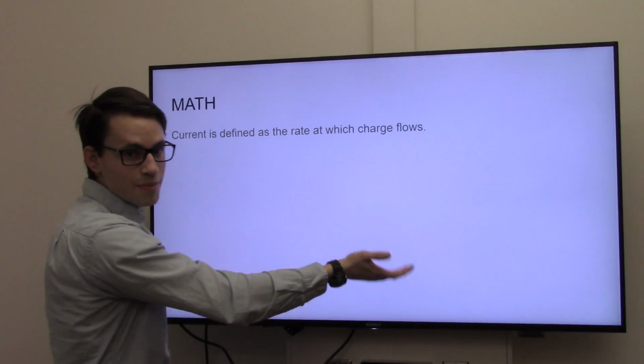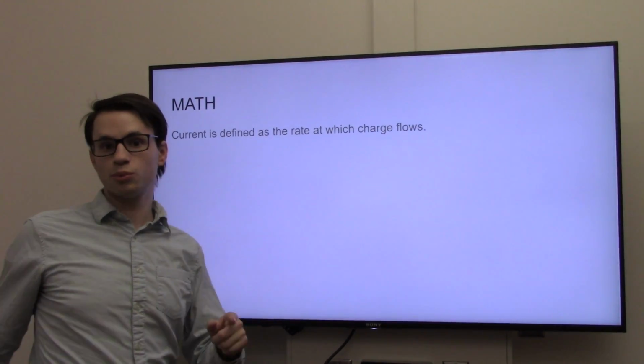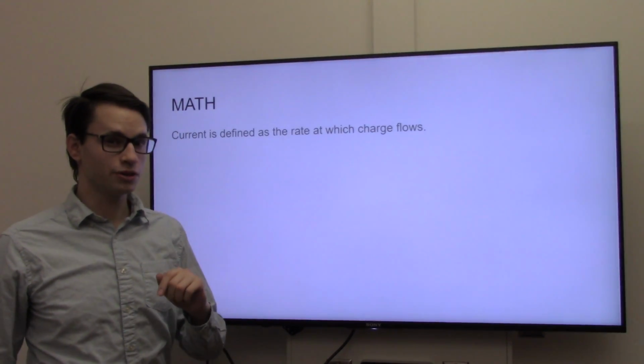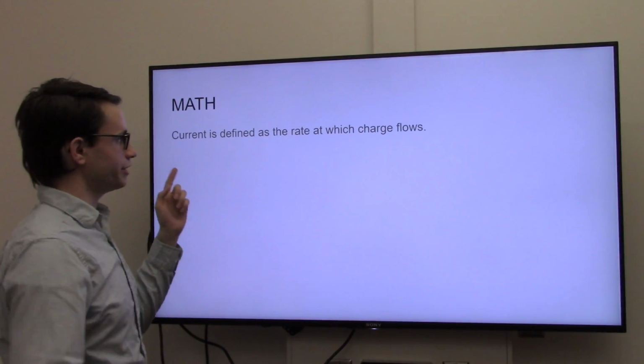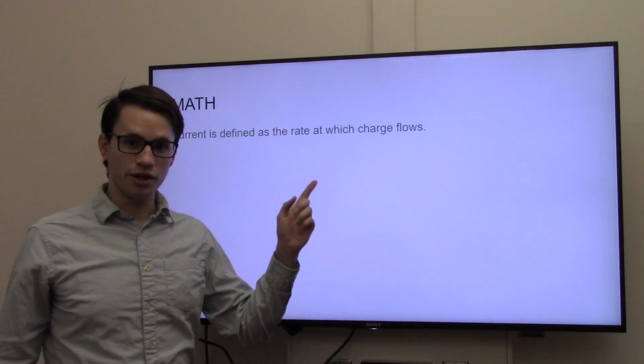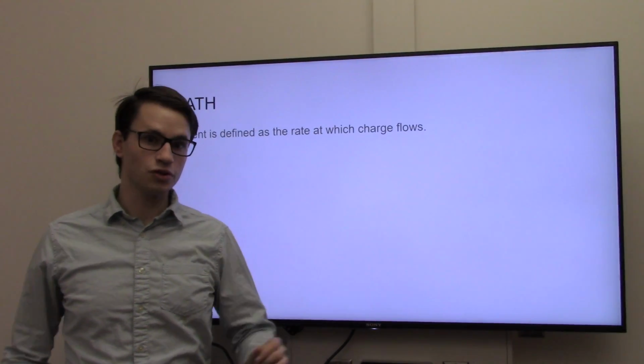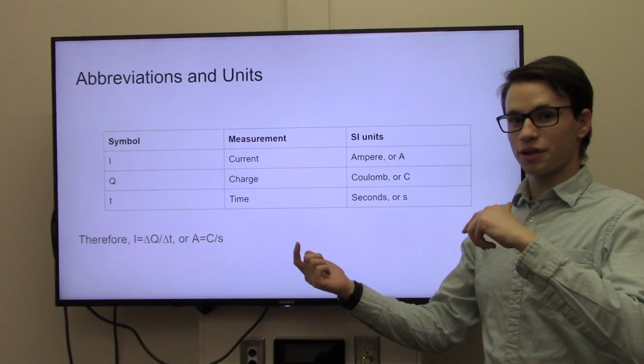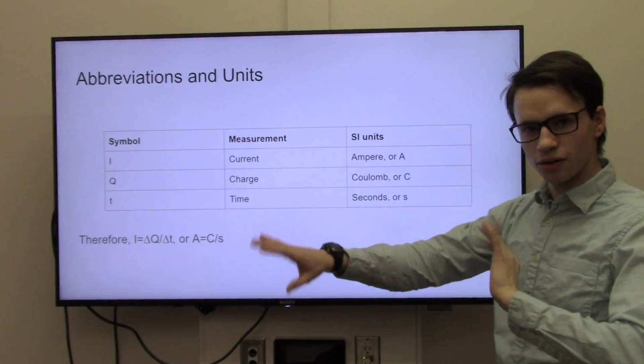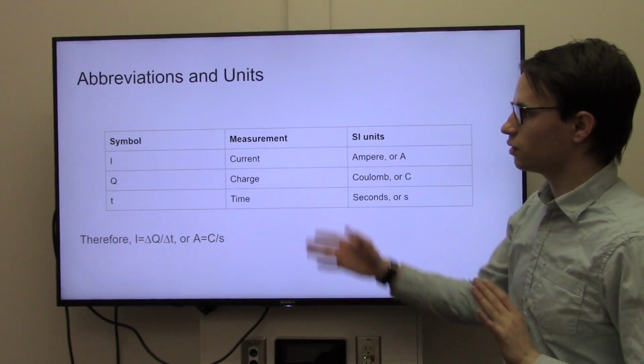Now we're going to do some math, because math is super important for this class and you really need it for this class. So, current is defined as the rate at which charge flows, right? So that's current.